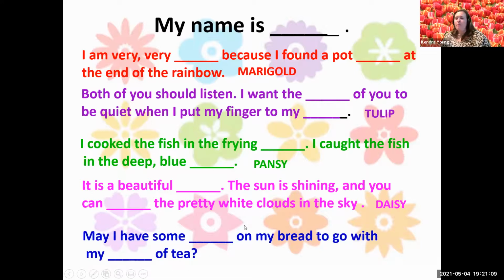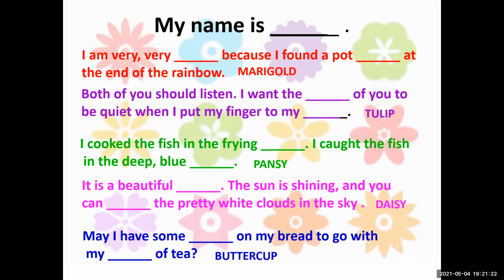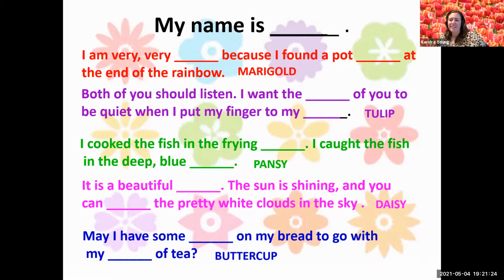May I have some butter on my bread to go with my cup of tea? Buttercup. Good job. Very good.